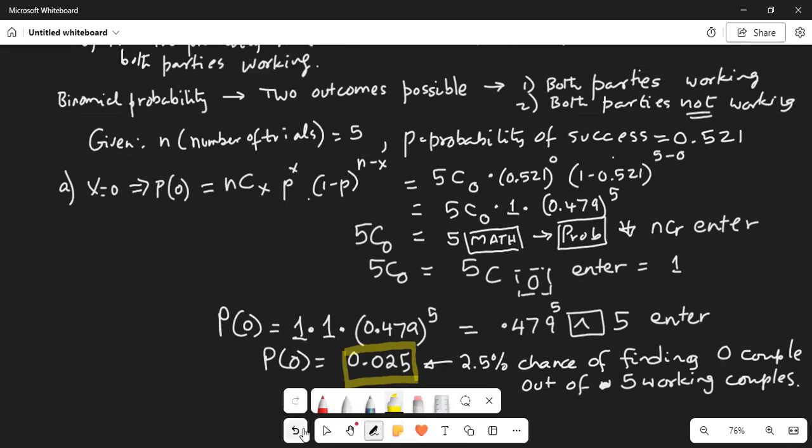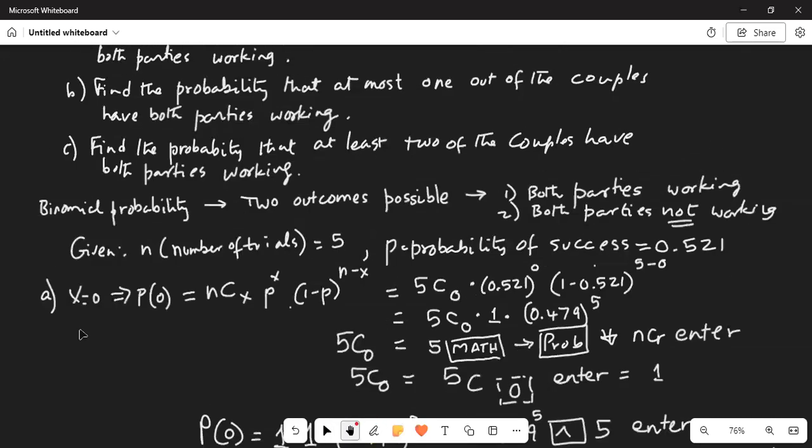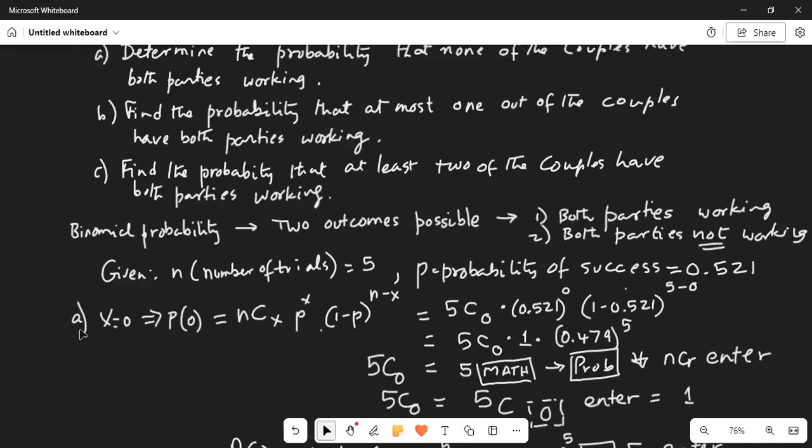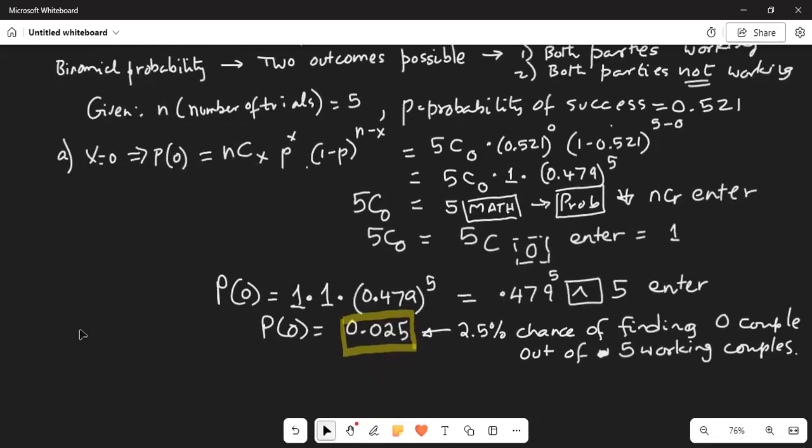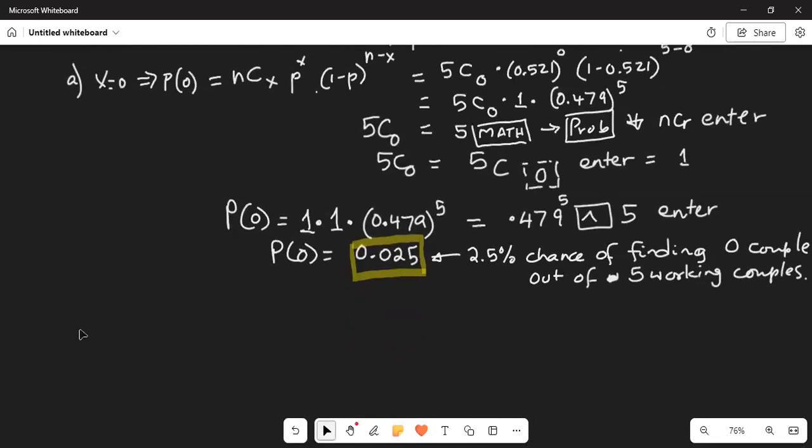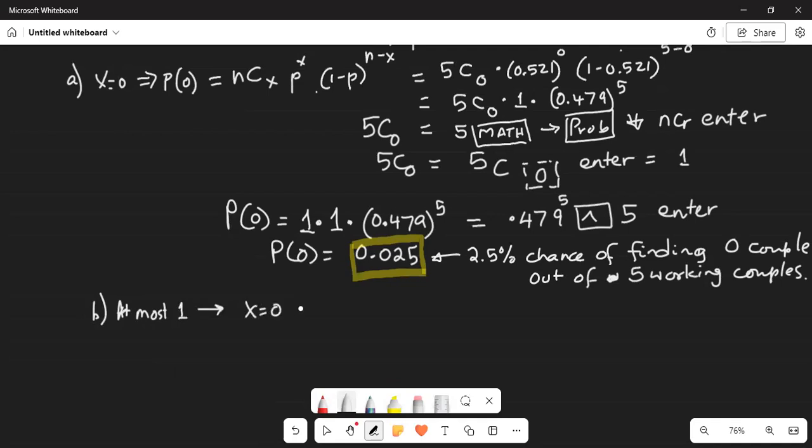Okay, so let's move up and take a look at part B. Part B says find the probability that at most one of the couples have both parties working. That means out of n equal to 5, at most 1. So at most 1 means you have to include x equal to 0 or x equal to 1. So the probability of at most 1, x less than or equal to 1, will be the probability of x is 0, which we have already found out, plus the probability of 1. We add the corresponding probabilities because these are independent events.